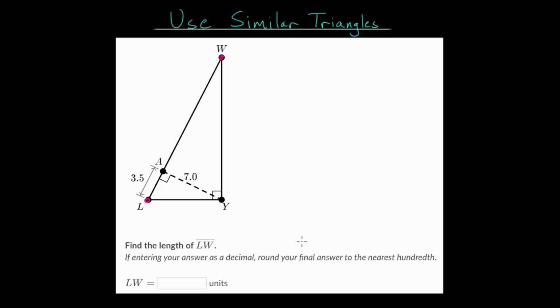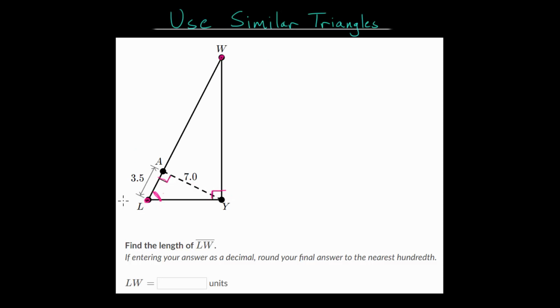And this type of problem can be a little bit tricky, but we can use the properties of similar triangles to find this missing side length. And we can start by noticing that we have information on this smaller triangle here, this triangle YAL, and we can prove that this smaller triangle is similar to the big triangle WYL. Since notice that they each have a 90-degree angle and they each share this angle L.